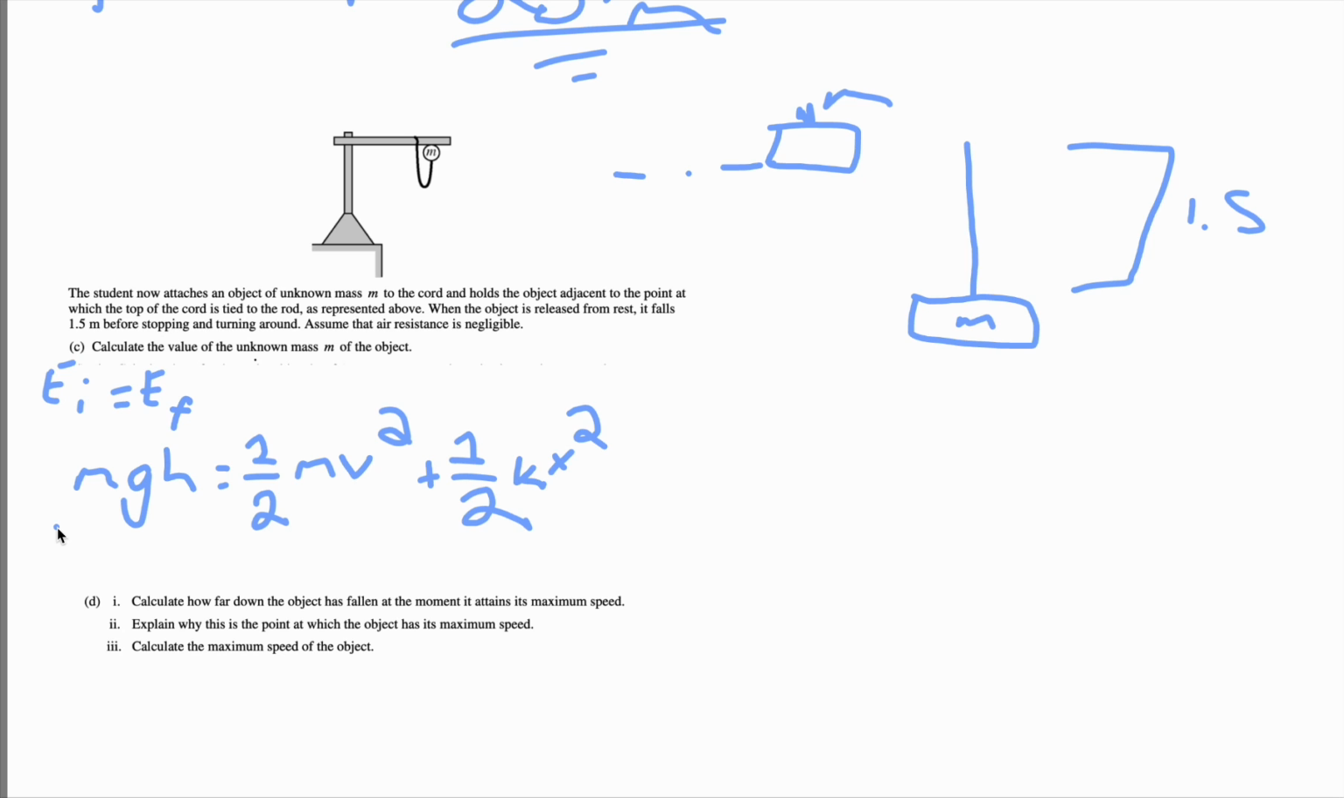Which is why we have all of this. At the very bottom, there is no velocity, so we can cross that out.